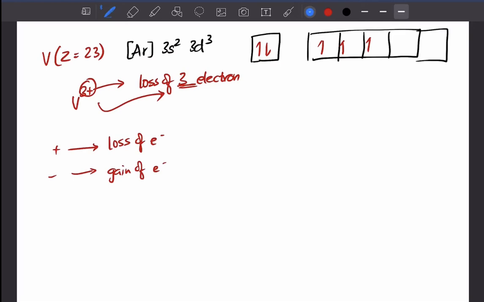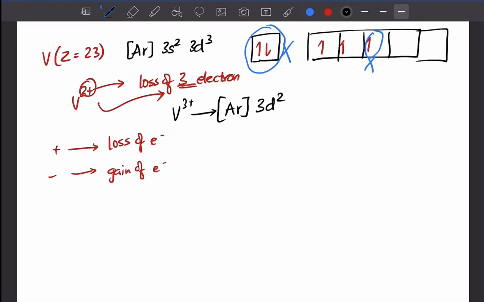So the first electrons, remember the rule, the first electrons are lost from the s subshell first, and then it goes to the d subshell. So when you write down the electronic configuration, you end up with argon 3d2. So this is the electronic configuration of vanadium 3+.